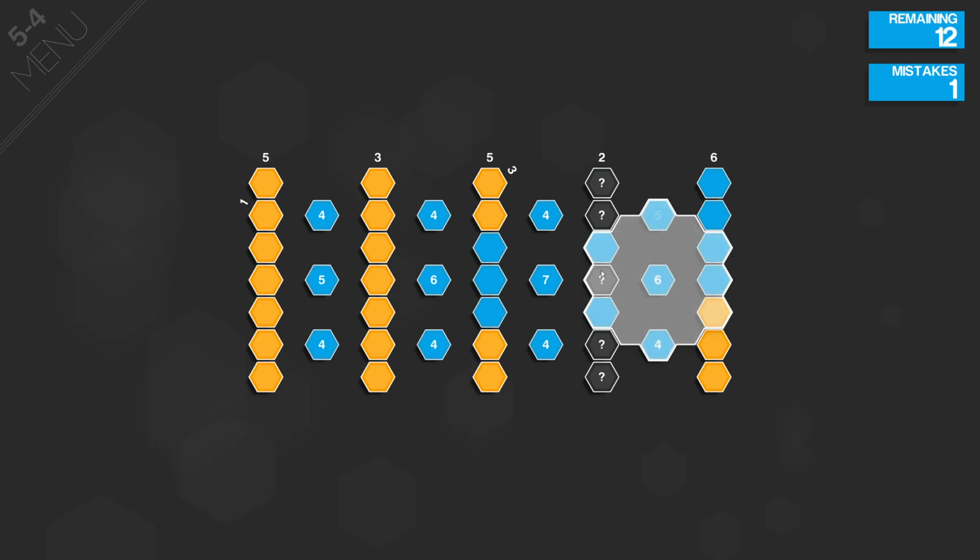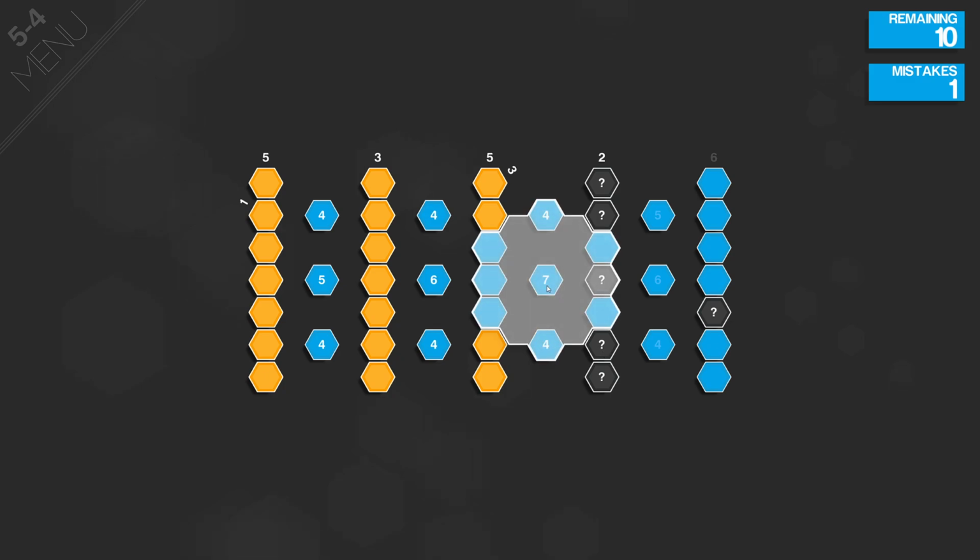1, 2, 3, 4, 5, 6. Not this. 1, 2, 3, 4, 5, 6. Alright, so one mistake, but we got there over here. That 7 is now solved. This 4 needs one of those. This 4 needs one of those. That will finish the 5.